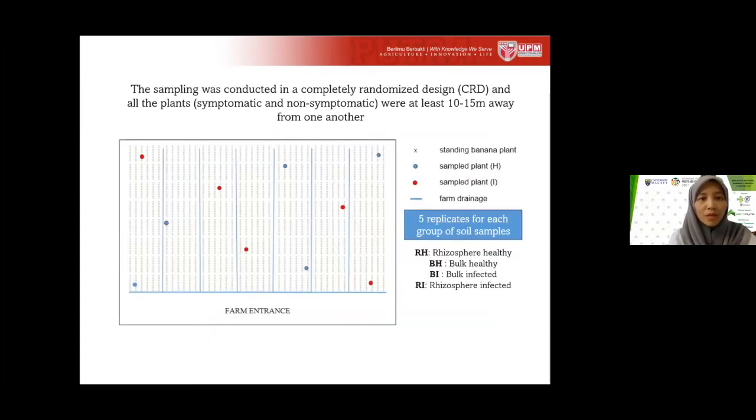The sampling was conducted in a completely randomized design, and the plants were at least 10 to 15 meters away from one another. There are 5 replicates for each group of soil samples. There are 4 groups of soil samples: the healthy rhizosphere, the healthy bulk soil, infected bulk soil, and also infected rhizosphere. So in total, we have 20 samples together.